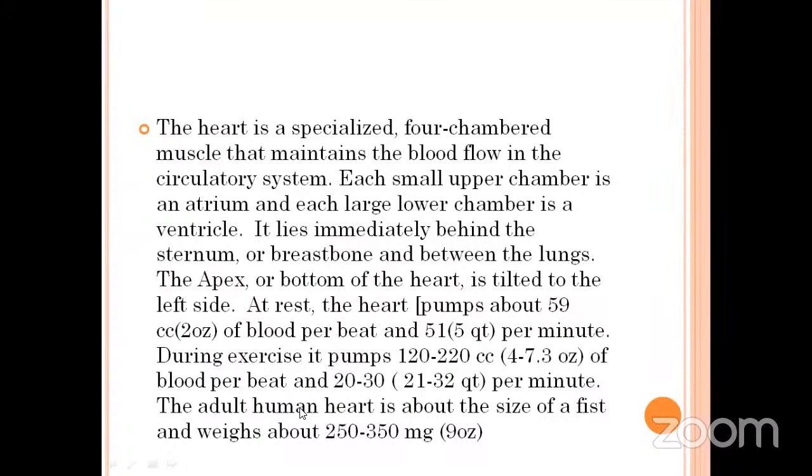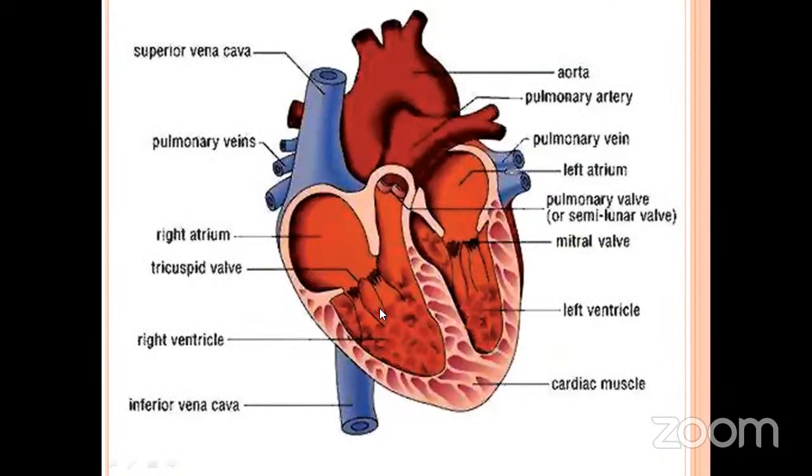The adult human heart is about the size of a fist and weighs about 9 ounces, or 250 to 350 grams. So it's small, but it does a lot, yeah? And this is it. It has a shape like this, how we always see it in the media or in books.